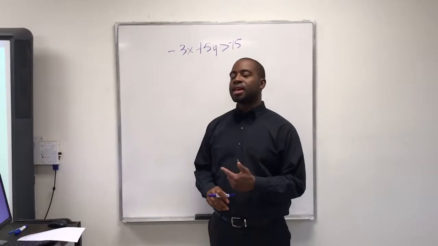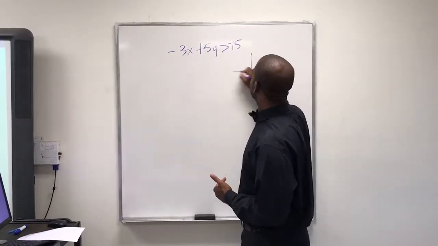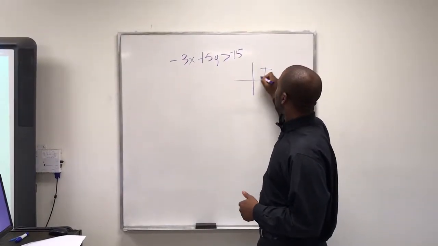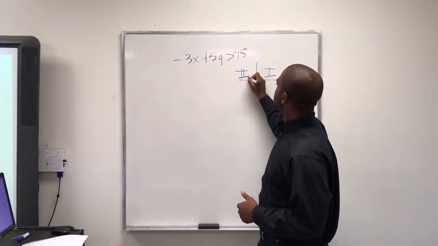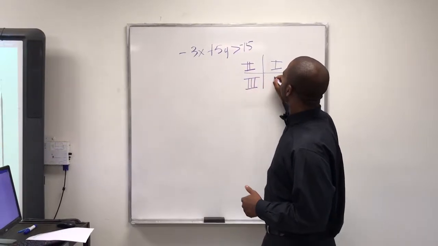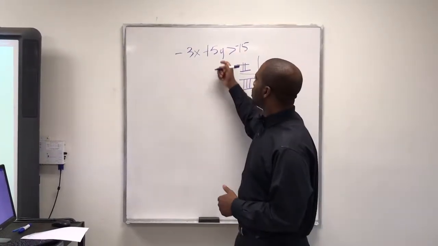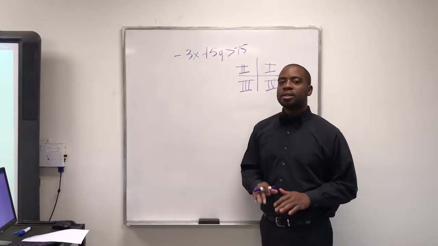All right, so within that second worksheet, first of all, let's quickly review the quadrants of a coordinate plane. This is quadrant 1, 2, 3, and 4. Remember this for this part of the lesson. So with this, we have an inequality in standard form.